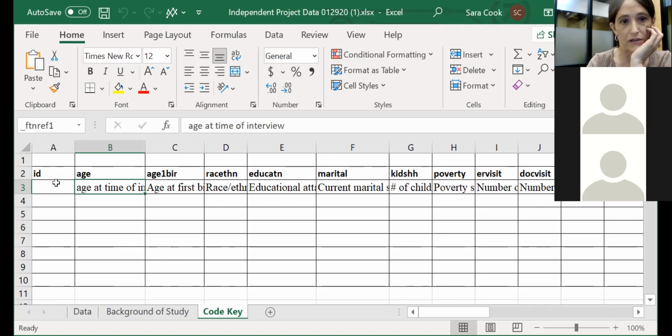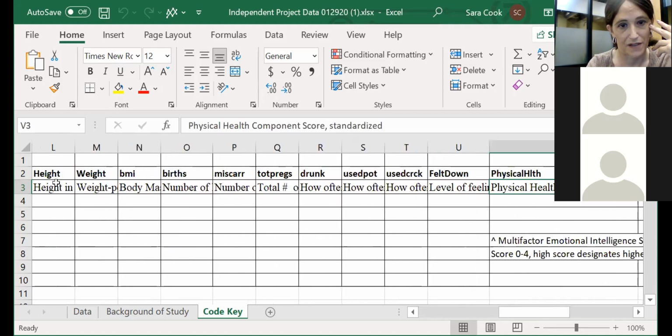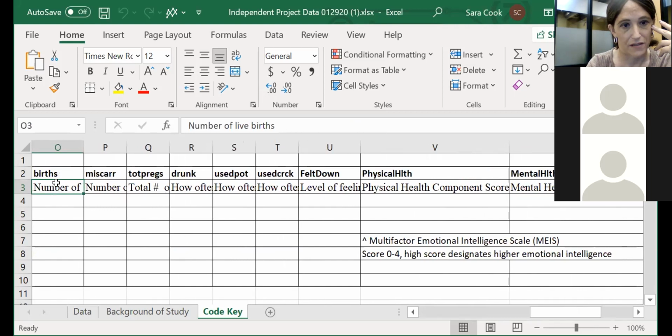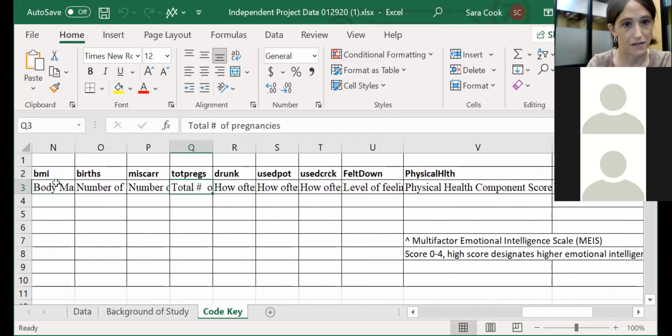But if I look through here, age at time of interview, okay, well, that I would have guessed. Age at birth, I guessed that, right? Race, ethnicity, etc. But what were some of these other ones? It may not have been as obvious. Total pregnancies, tot preg was the variable name. Again, I might have guessed that, but it's always a good idea to have one of these code books. So if I were to construct a data set, I always create a code book of some sort like this. Again, I usually flip it so that it's in rows.